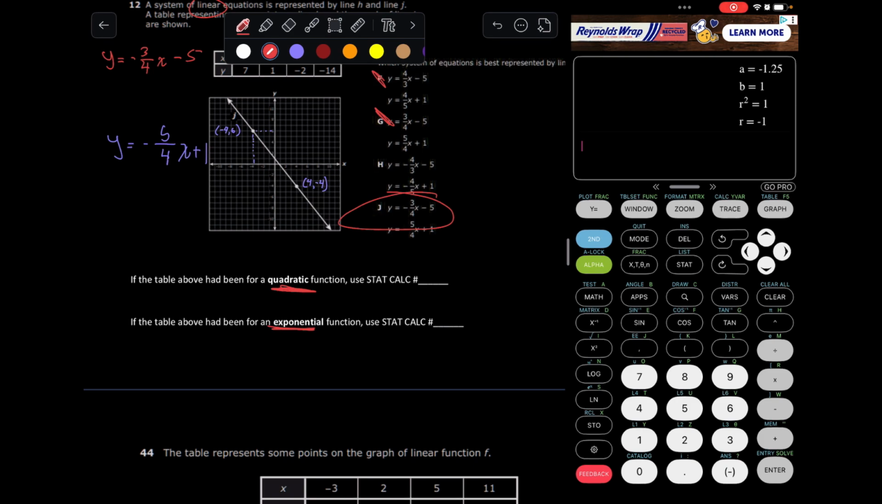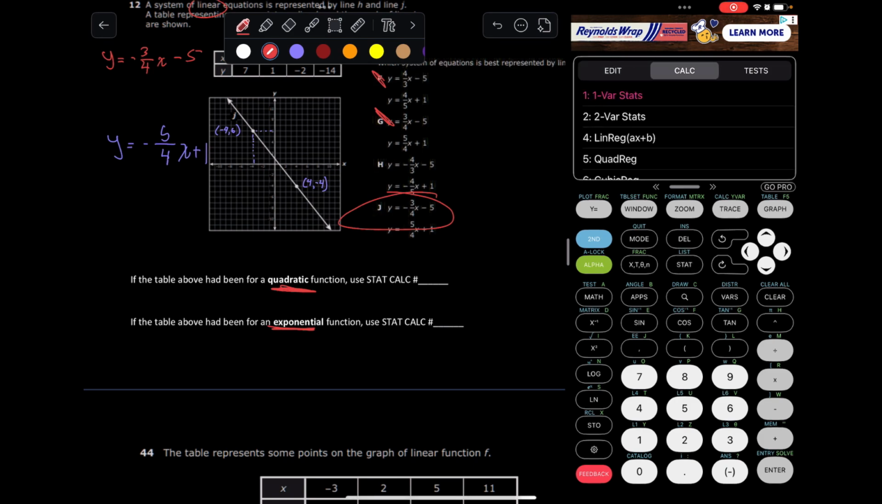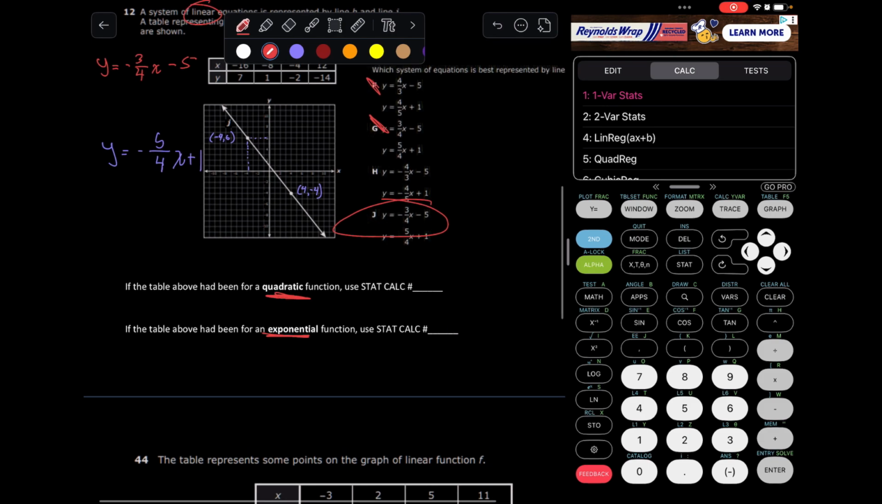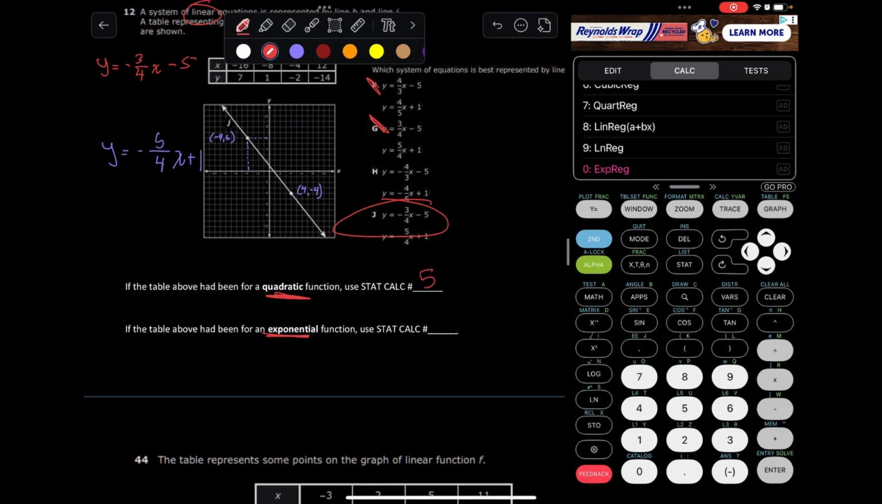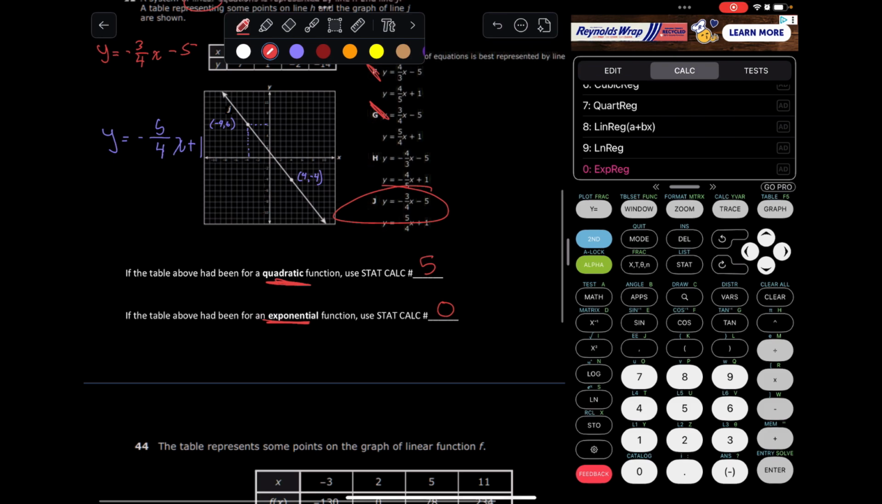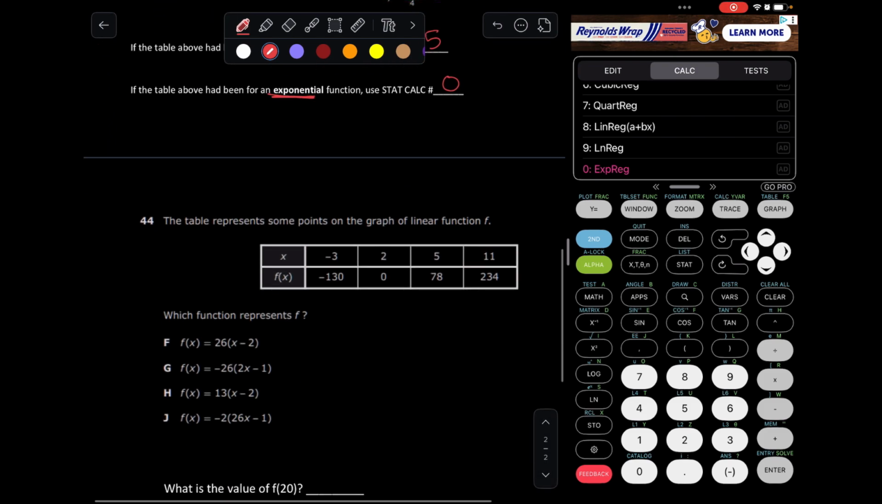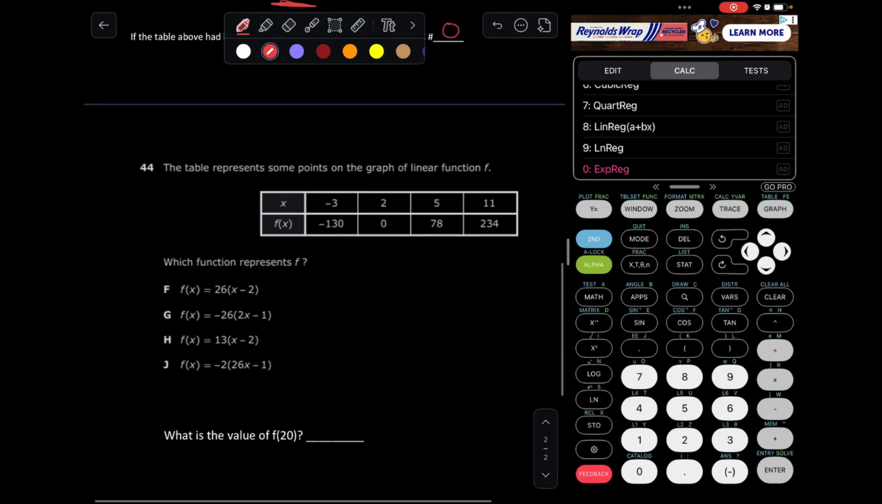The only difference here is when you go to stat and calc, you're not just going to use the number 4 option. If you're looking for a quadratic, you're going to use the 5th option, so number 5. If you're looking for exponential, you're going to scroll even further down and use the exponential, which is 0. So now you get to do that on number 44.